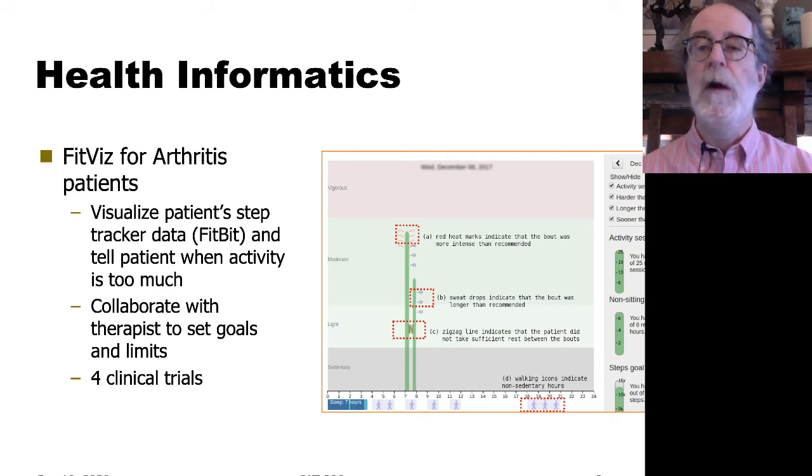So what a patient does is he or she uses this system and collaborates with their physiotherapist or rheumatologist to work on an exercise plan for the patient to do every day so that the patient gets enough exercise but doesn't overdo it, because overdoing it may end up causing a joint injury, which is something you're trying to avoid if you have arthritis.